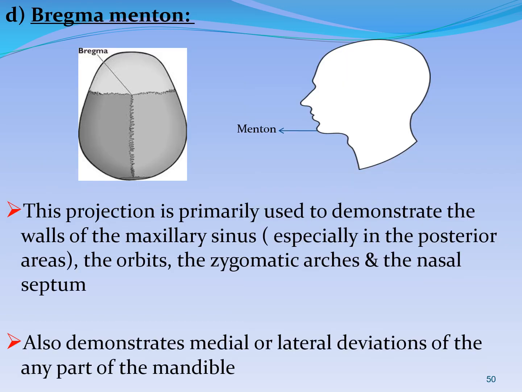Next, coming to the bregma menton view, as the name suggests, the X-ray passes through the bregma and exits through the menton. This projection demonstrates medial and lateral deviations of any part of the mandible.